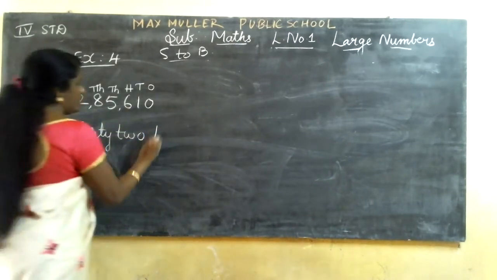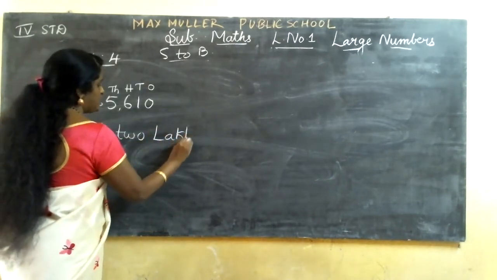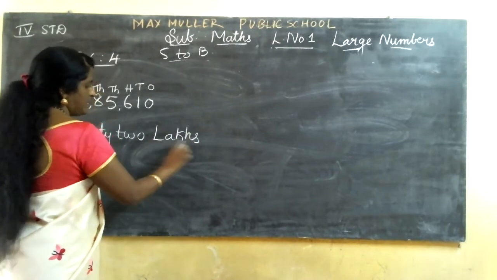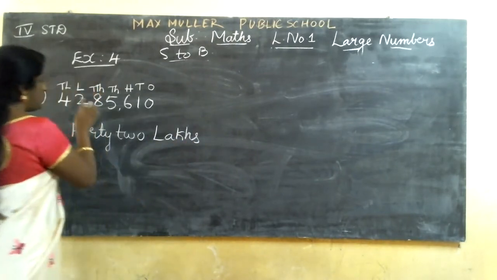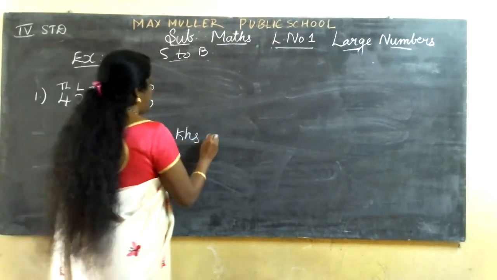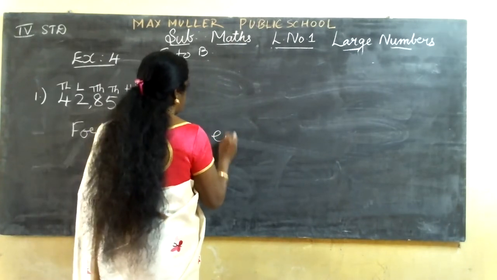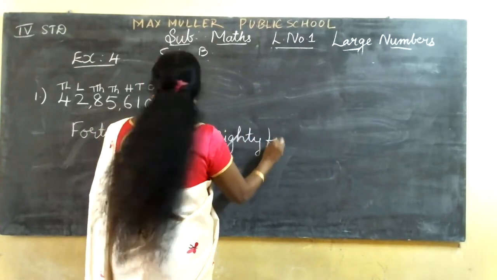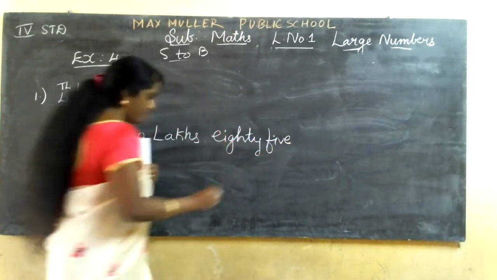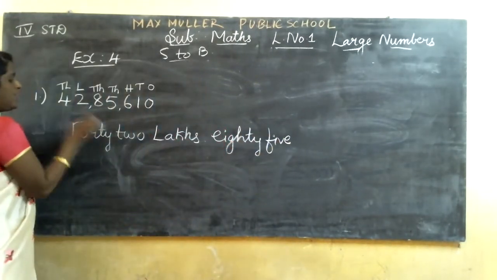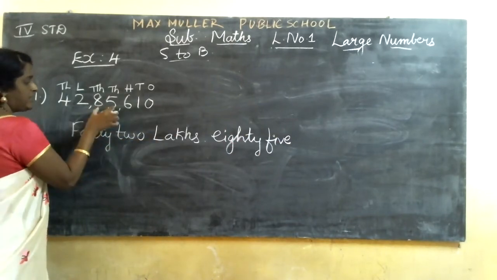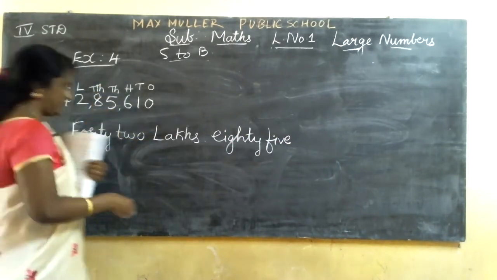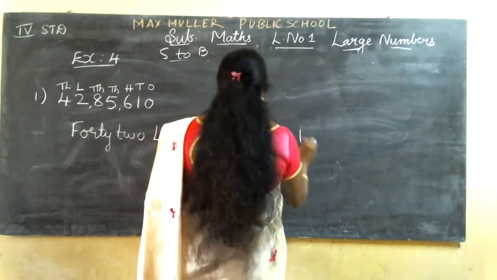Lakh spelling L-A-K-H-S, lakhs. You should understand. So I picked and wrote 42 lakhs, 85,000.